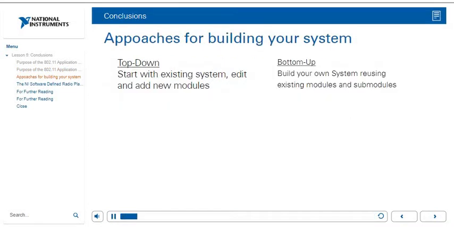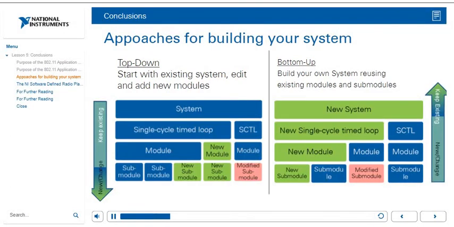Using the application framework, there are two approaches for building your system. The first is what we call top-down, in which you start with the existing system and you edit it or add new modules, but overall you preserve a similar type of architecture. Another approach is called bottom-up, in which case you build your own system using existing modules and submodules. For example, if you wanted to use the power sensing IP from the application framework for a different type of protocol, you could do that, and that would be a bottom-up type of approach.